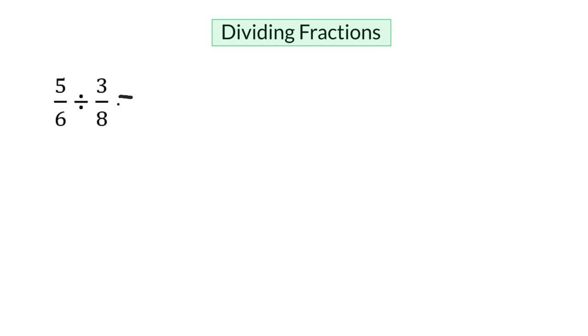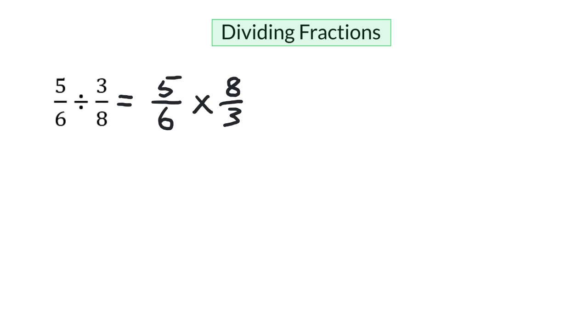So the first rule is the first fraction remains the same. Second rule, change the division sign into a multiplication sign. Third rule, write the reciprocal of the second fraction, which means to flip it. Now we have a multiplication question, which you know how to do.